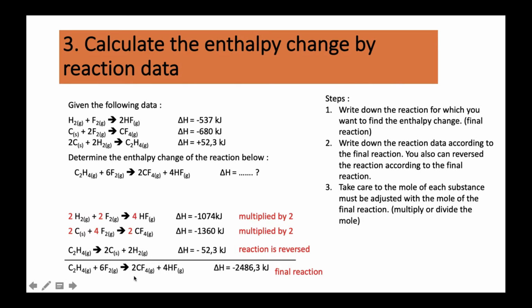Take care that the moles of each substance must be adjusted to the moles of the final reaction. In the final reaction, CF4 is 2 moles, and the data of CF4 is 1 mole. So we have to multiply CF4 by 2. In the final reaction, HF is 4 moles. The data of HF is 2 moles. So we have to multiply this reaction by 2, so it has the same moles.